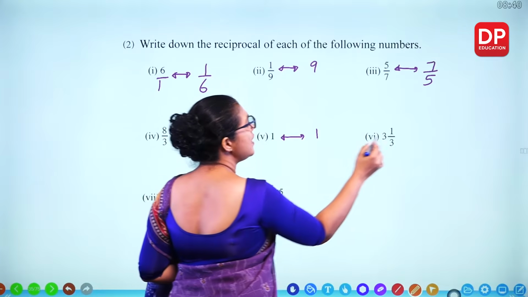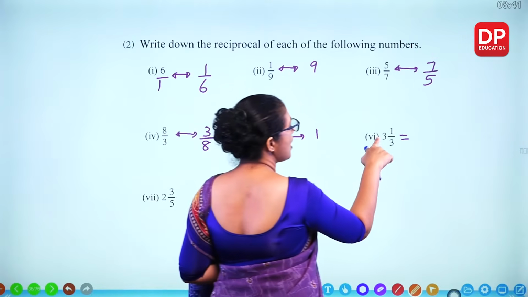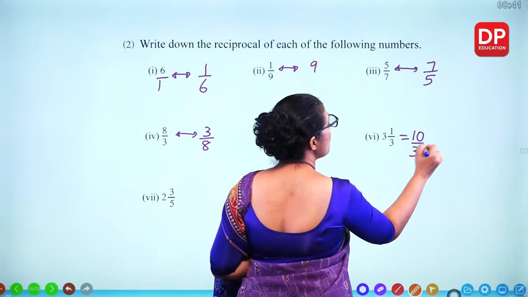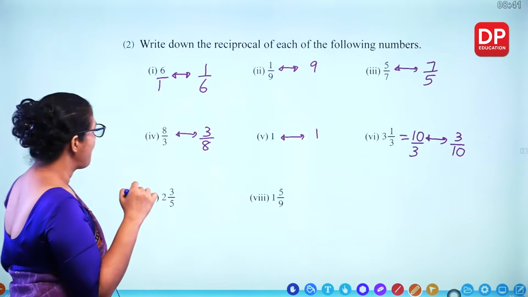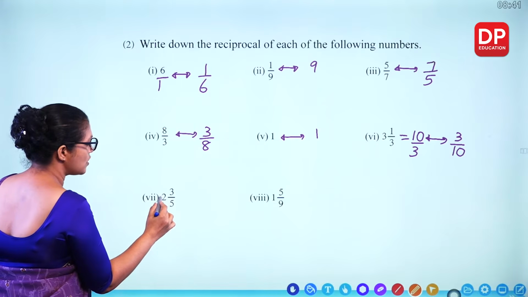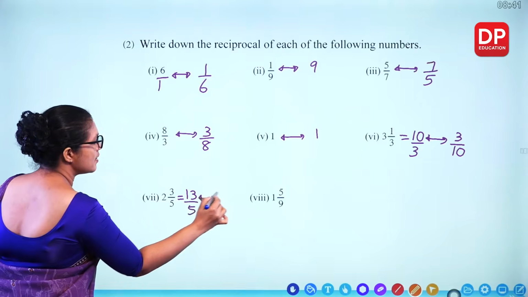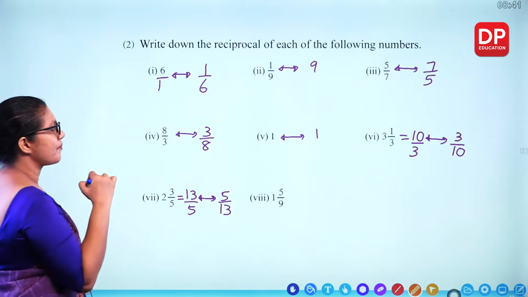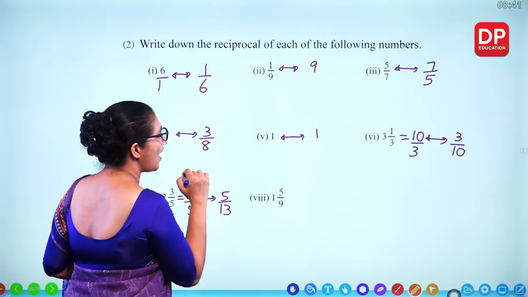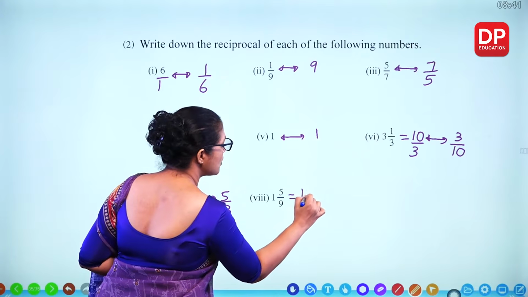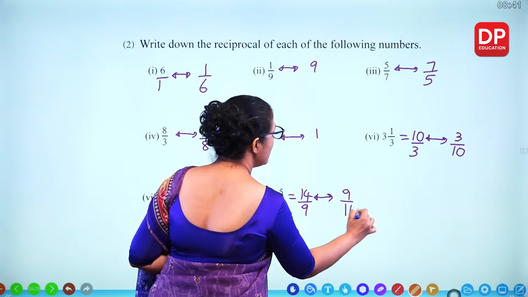3, 1/3, you first convert to an improper fraction. 3 times 3, 9 plus 1, 10/3. So what's the reciprocal of that? 3/10. This one, 5 times 2, 10. 10 plus 3, 13/5. What's the reciprocal? 5/13. This one, 9 times 1, 9. 9 plus 5, 14. 14/9. Now when you convert to the reciprocal, it's 9/14.